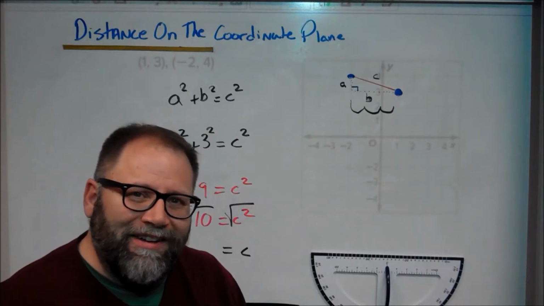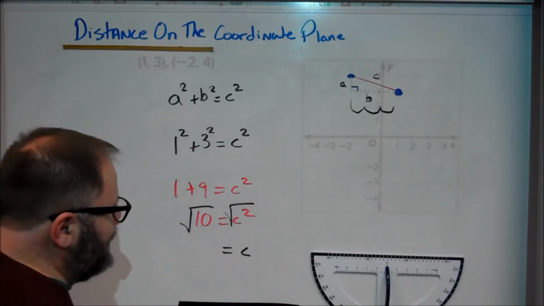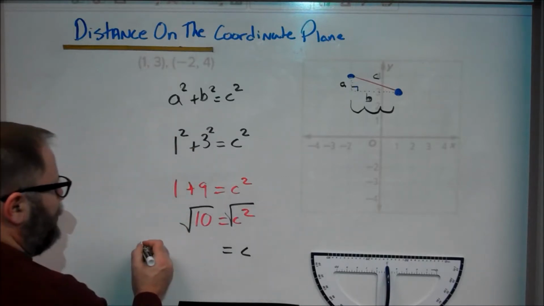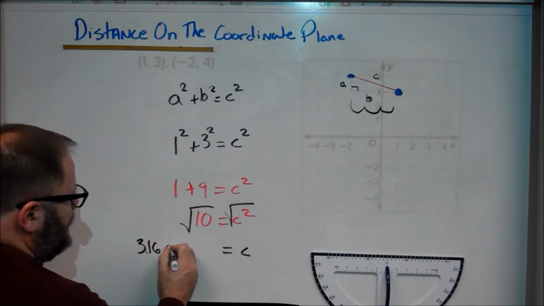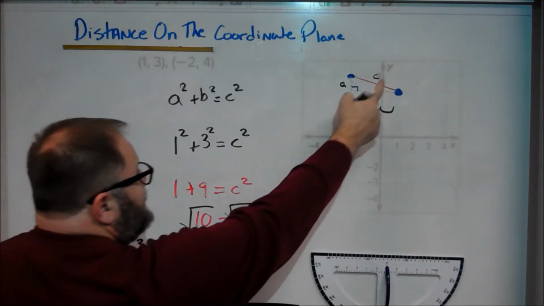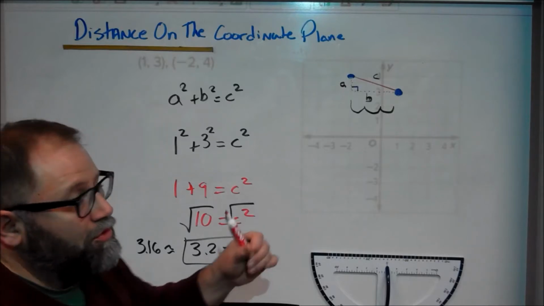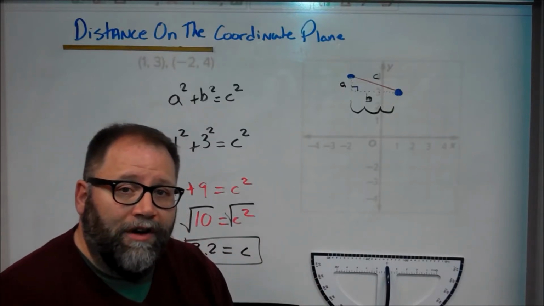And what I get is 3.16. So if we're rounding to the nearest tenth, that 3.16 is approximately 3.2. And then that's the length of C. So the length of C in this case is 3.2 units because we don't have units on there.